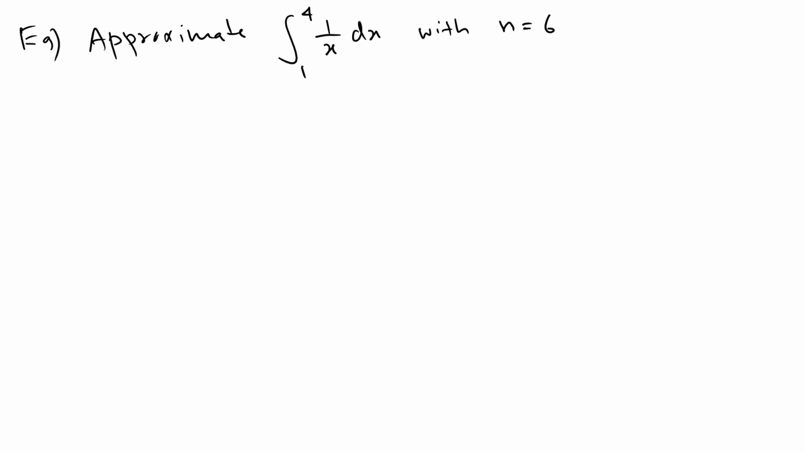So let's do this problem. Example: approximate the integral from 1 to 4 of 1 over x dx with n equals 6 using each rule. Let's do one by one. Let's start with the midpoint rule.